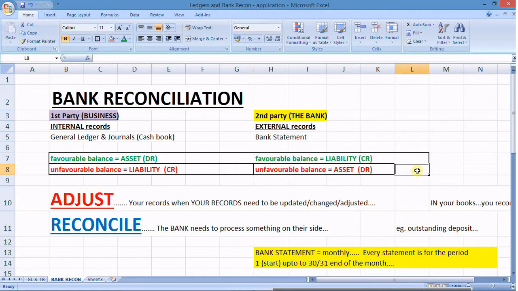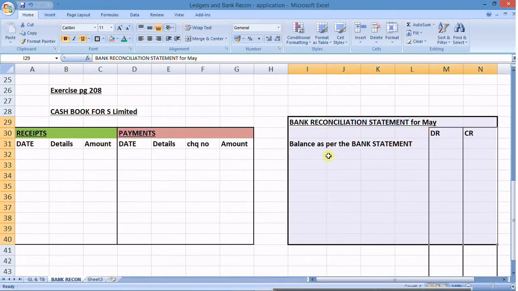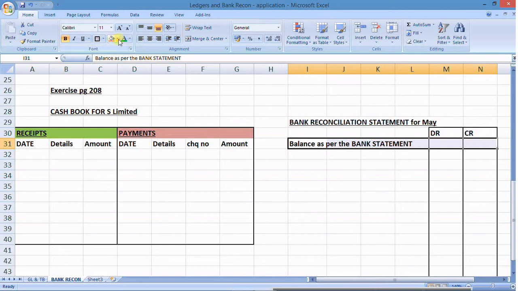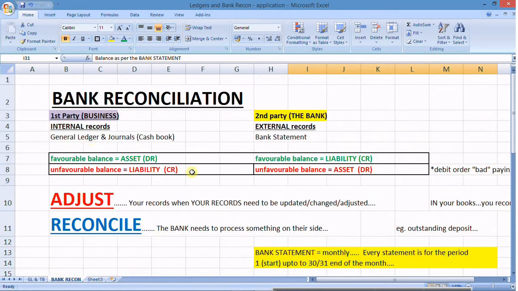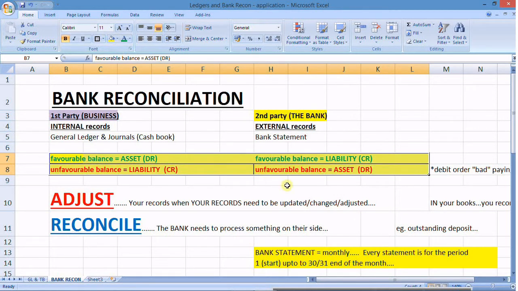All right, I give this to students to remember: think debit orders are bad, right? Yes. It's paying. So do you want a debit order on your account or do you want a credit? A credit. You don't want debit orders. So unfavorable bank balances are debited, favorable are credited. And that applies to the balance as per the bank statement. Makes sense?